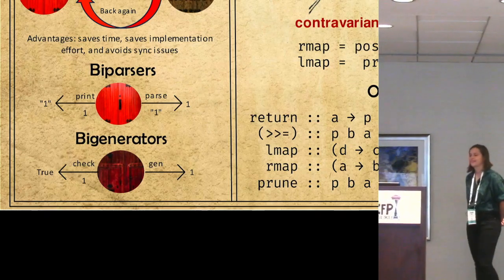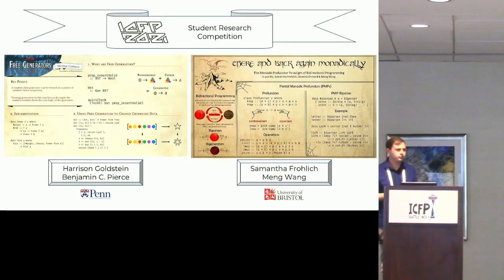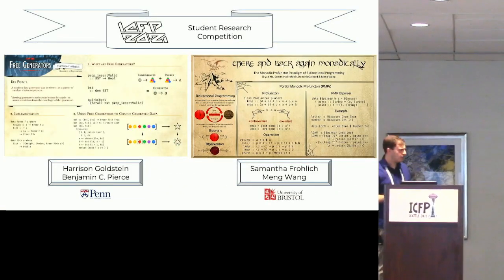Yeah, that's really neat. I actually think that if we combine partial monadic profunctors with free generators, we could solve a problem that I've been thinking about.